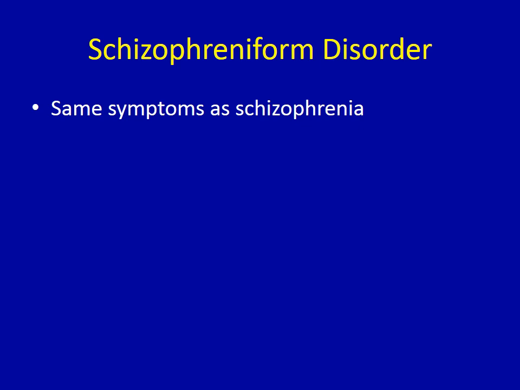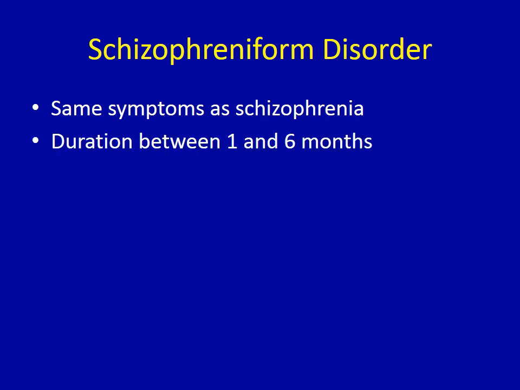The first major difference from schizophrenia is that the duration is different. The duration of changes that you observe in schizophreniform disorder is between 1 and 6 months. So there has been at least 1 month of the presence of psychotic symptoms, but you haven't observed 6 months of continuous changes in behavior. So schizophreniform disorder has a shorter duration than schizophrenia.